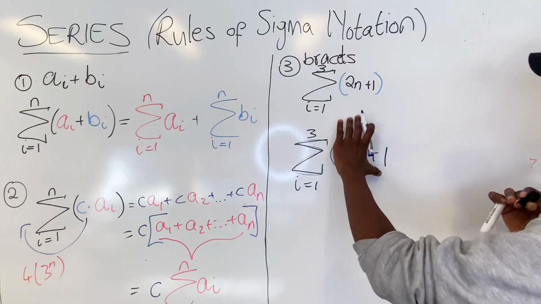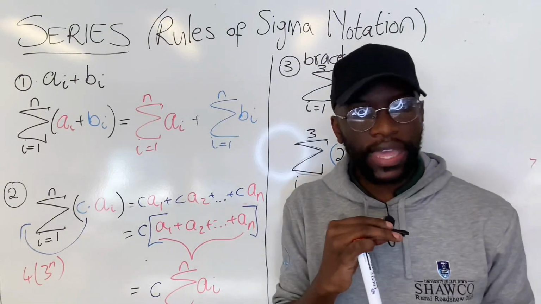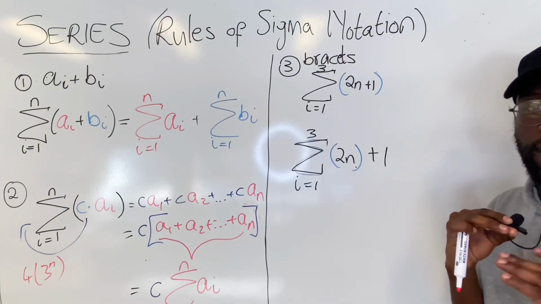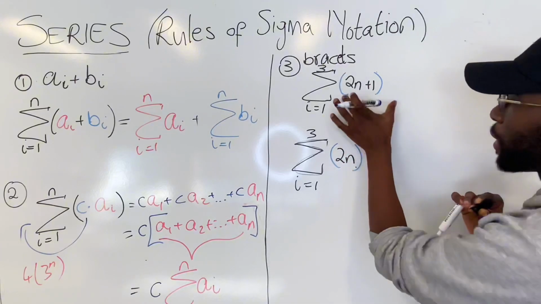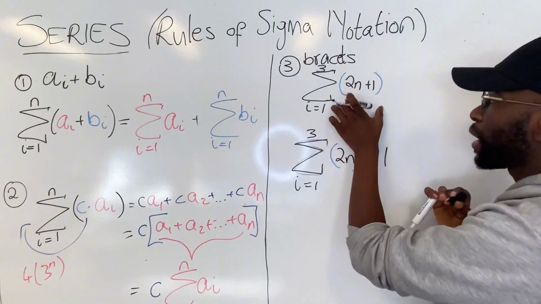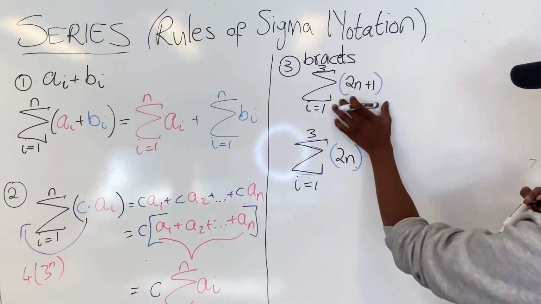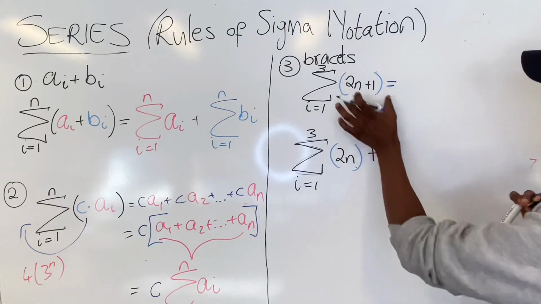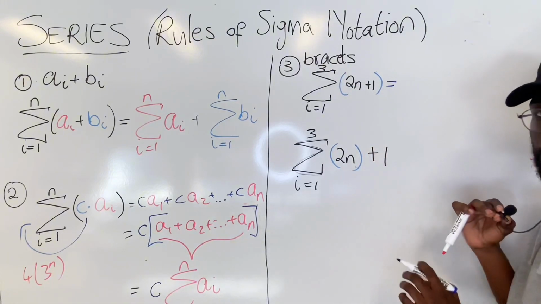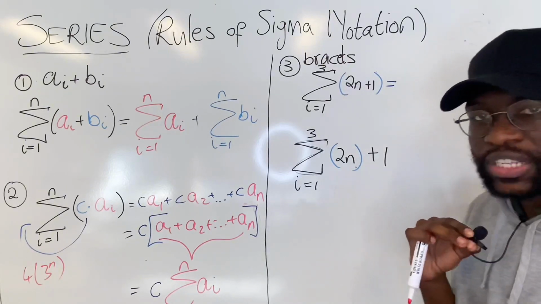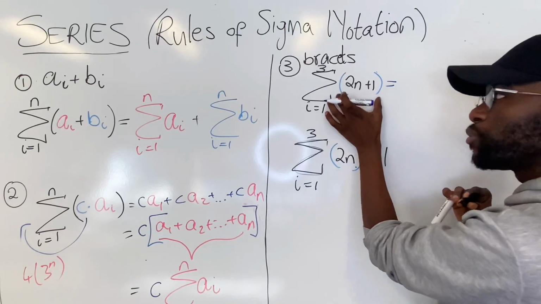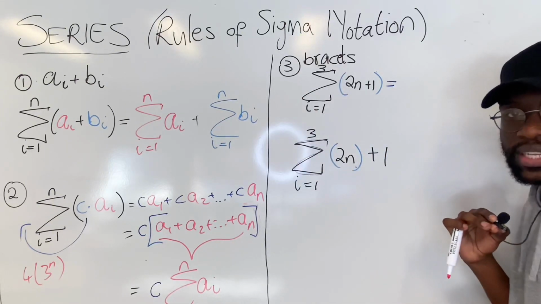Now, with rule number 3, I want you to focus on where the brackets are, because a lot of people make a mistake as to where the brackets are situated and what they cover. Now, in this first term, our bracket covers this entire 2n plus 1, which means 2n plus 1 is our general formula. These brackets attach this general formula to the sigma notation, right?